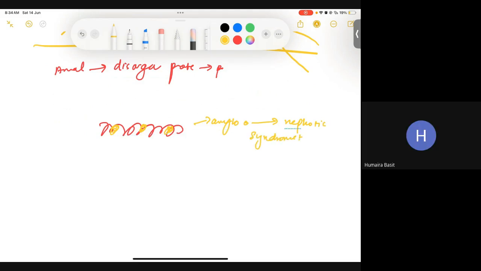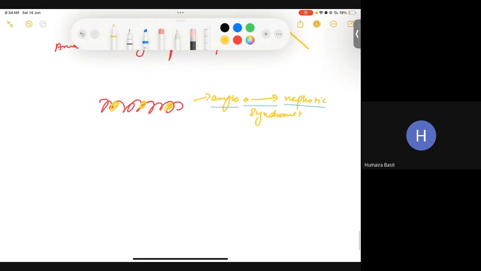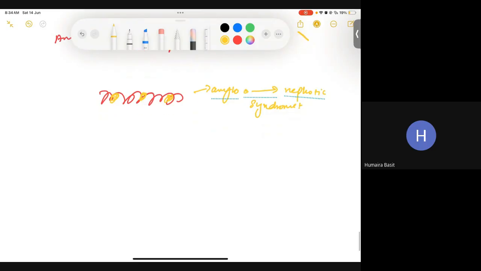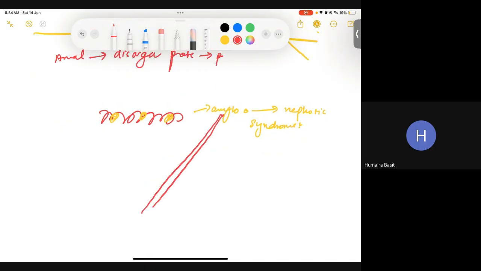Amyloidosis further leads to nephrotic syndrome. How are we going to diagnose it? How are we going to confirm that it is amyloid? For that, we are going to again take plane polarized light and shine it on the amyloid. But before that, we are going to stain this amyloid with a Congo red stain.